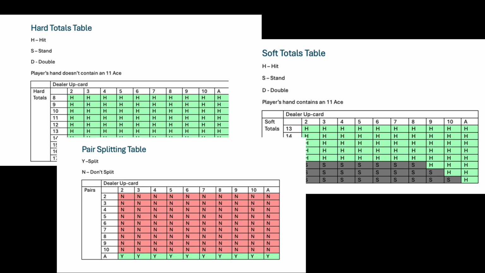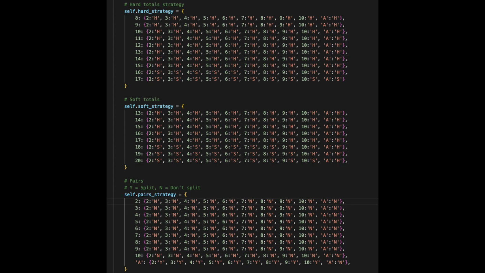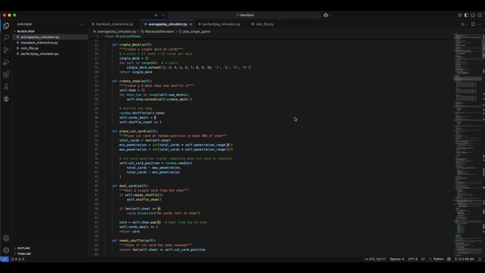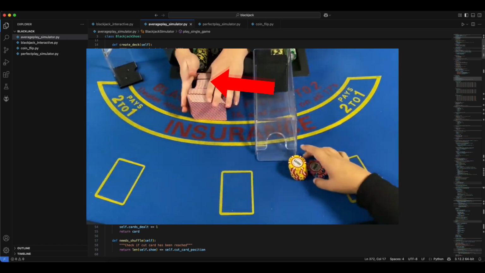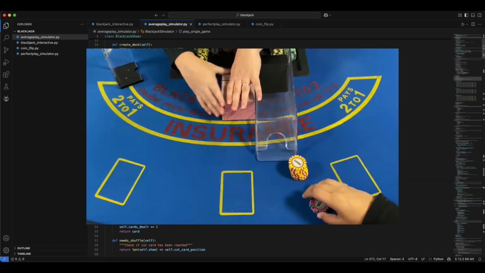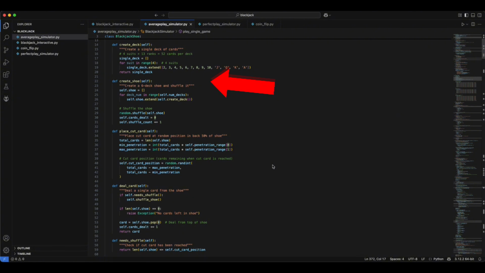Initially, I filled these tables with how I would play each hand. Implementing them into my simulator, this is what they look like. One thing I need to consider when building the simulator is that it is commonplace for a casino to use 6 to 8 decks at a time instead of just 1, and also place a cut card to decide when to reshuffle the decks. I have implemented 6 decks into the code, with a cut card being randomly placed in the back half of the chute.